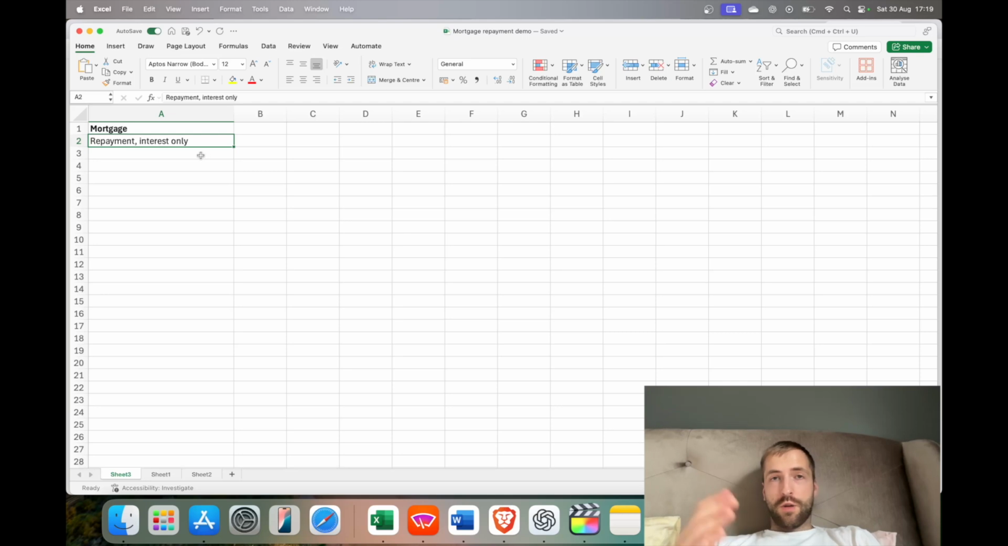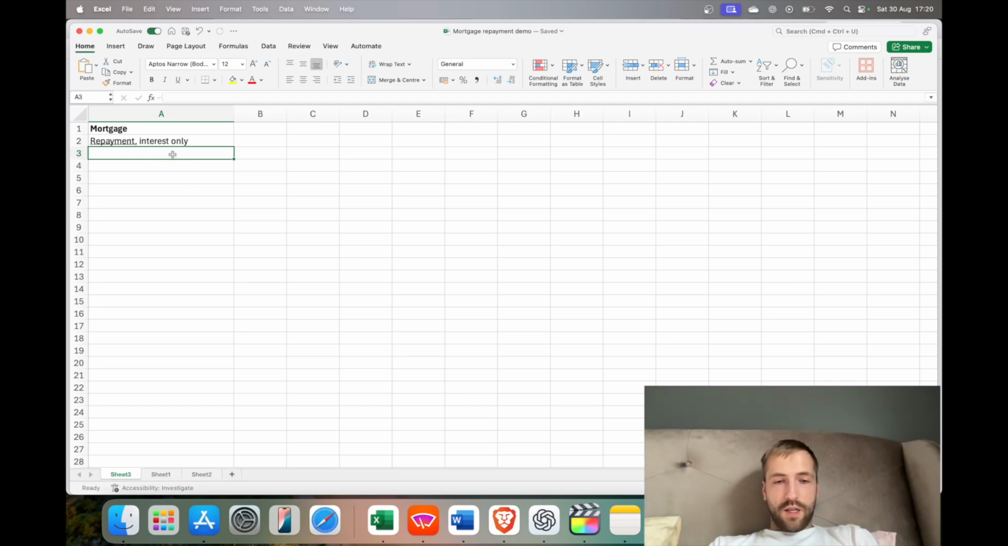Interest only is where you borrow 100 grand, you only pay the interest on the amount of the mortgage, and at the end of the mortgage, you still owe the bank that same 100 grand. So it's a little bit different, but for this exercise, I want to focus on repayment mortgage because it's quite a complicated one, and I want to figure out how that split of capital and interest works.